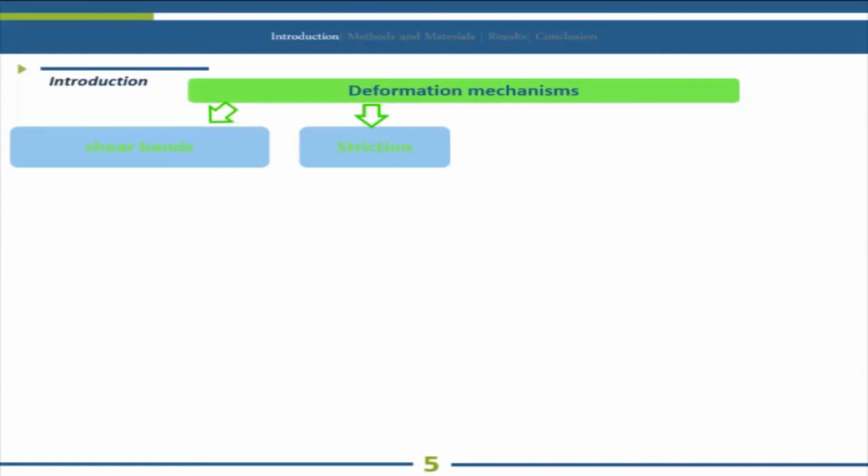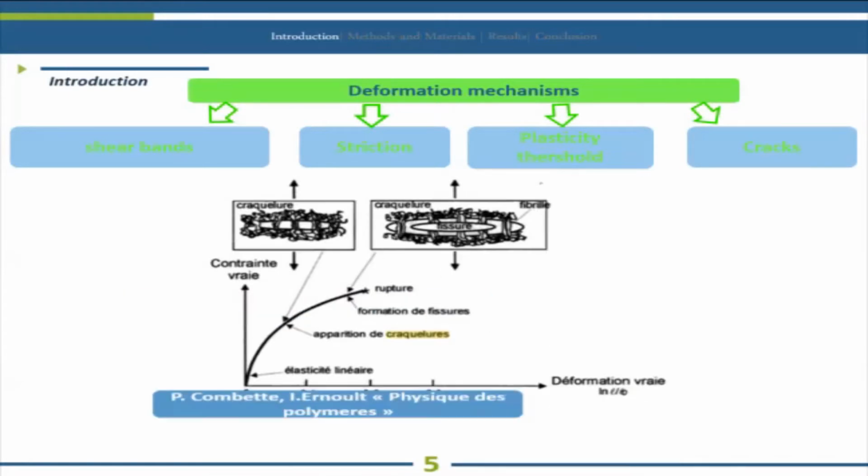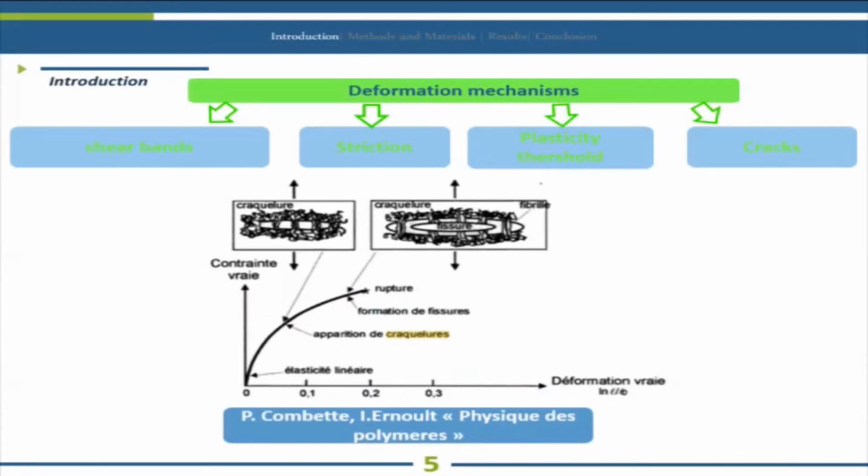In fact, ABS has many deformation mechanisms like shear bands, striction, plasticity threshold, and cracks. As shown in the curve of a tensile test of a polymer material, we can see different steps of deformation before rupture. Once the elastic zone is exceeded, the fibrils bridging the many cracks break because of the microvoids that are born around the defect. Consequently, the tenacity of the specimen decreases until the total rupture.